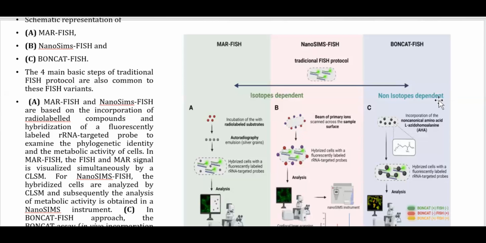And when it is about the non-isotope dependent BONCAT-FISH method, you have to incorporate the specific amino acid, that is AHA, into it. This is the structure for AHA. And then the hybridized cells with a fluorescently labeled rRNA targeted probe are taken for analysis.